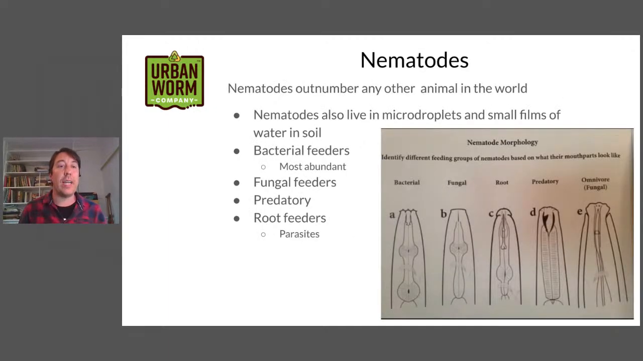After protozoa, we've got nematodes. So bacteria and fungi are decomposers, and then their predators are going to be protozoa and nematodes. Most people have heard of nematodes in a negative manner because that's usually what the news talks about, the negative things rather than the positive things. But there are a lot more beneficial nematodes than there are harmful nematodes.